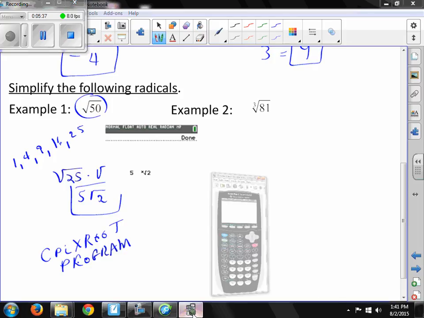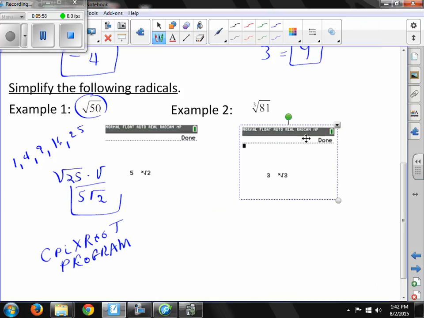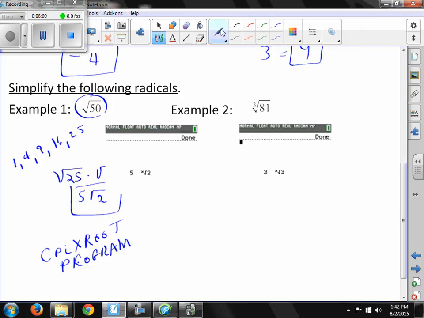Okay, I'm going to bring up the cube root of 81 using my program, Math, CPLX root. So I'm going to do Enter, Enter, and it is the cube root of 81. Putting in a 3 because it's a cube root, and that gives us 3 root of 3. So when I write my answer, I must remember what root it is. It's 3 cube roots of 3 is the final answer.